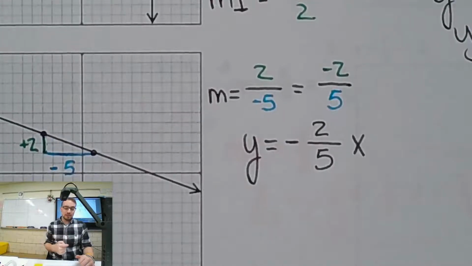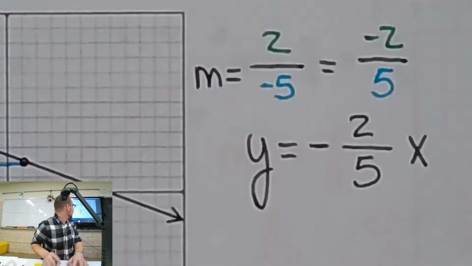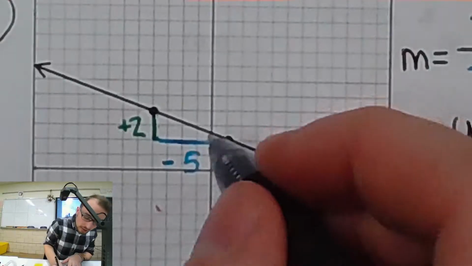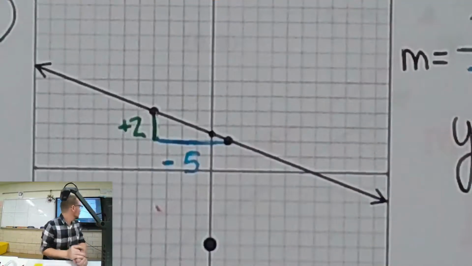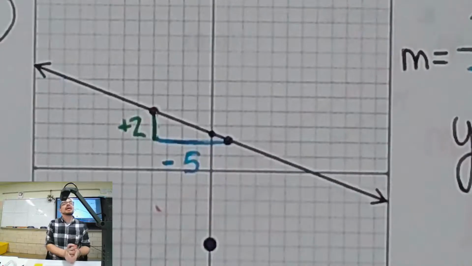We need to figure out what the Y-intercept is. Now, here is the problem. We've encountered this once before. It hits at a weird spot, doesn't it? We cannot assume that's a half, because turns out it ain't.